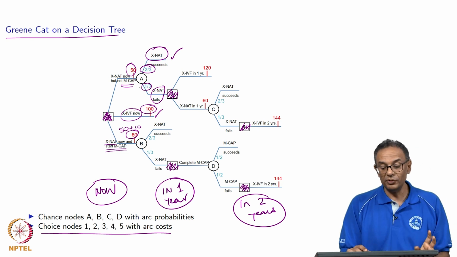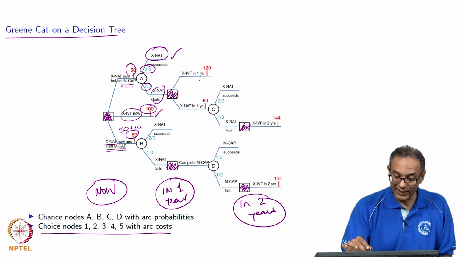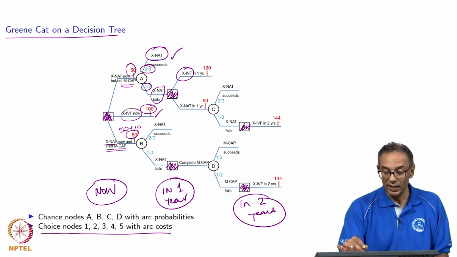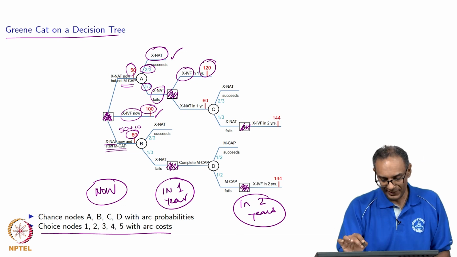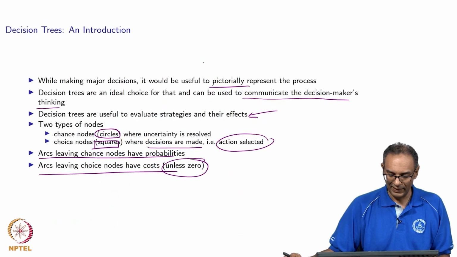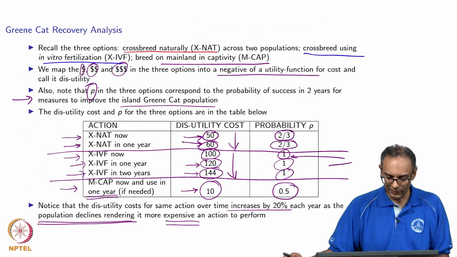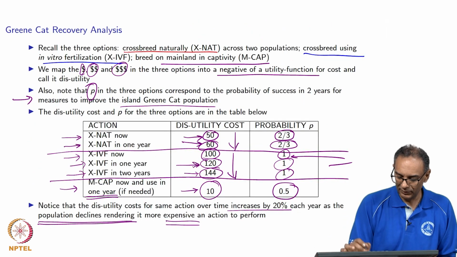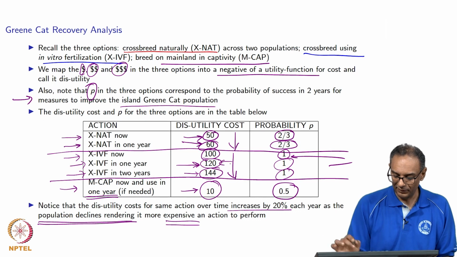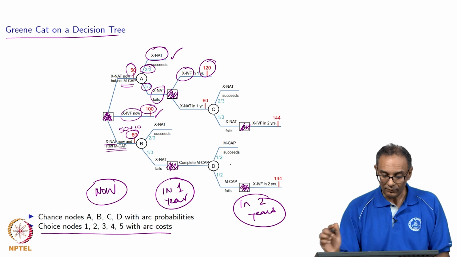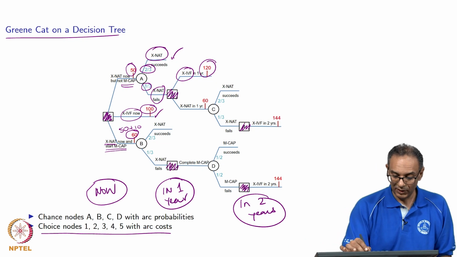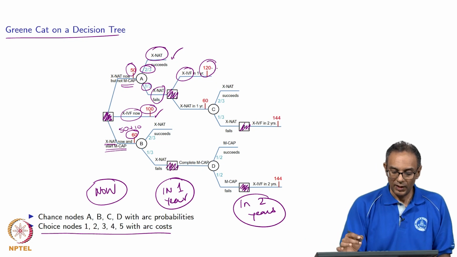Now we have two options. We could either do an IVF 1 year from now and spend 120 units. Okay, no, I'm sorry, if you look at the IVF, I should explain this. This is this 120 that you have here. So we spend that 120 after 1 year, and that would be the cost that you would incur on this arc.